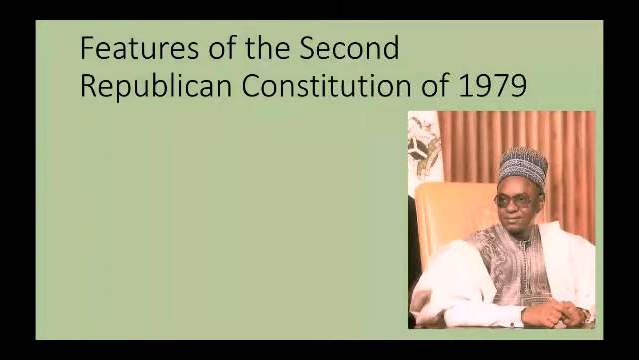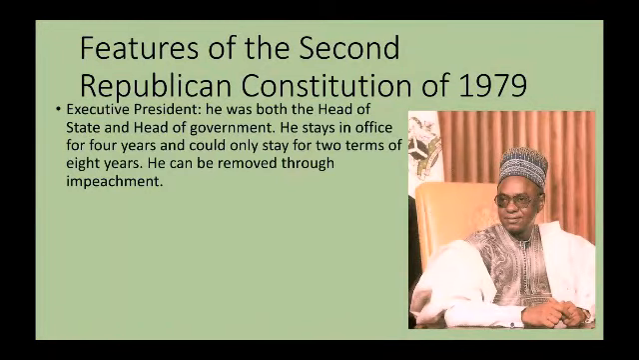What were the features of the constitution? One, there was an executive president. And you can see Shehu Shagari there. He was both the head of state and head of government. As a condition, the executive president can stay in office for a maximum of 4 years and could also come back if re-elected for another tenure. So he's qualified to stay for 2 terms, each of 4 years if re-elected, which is a maximum of 8 years.